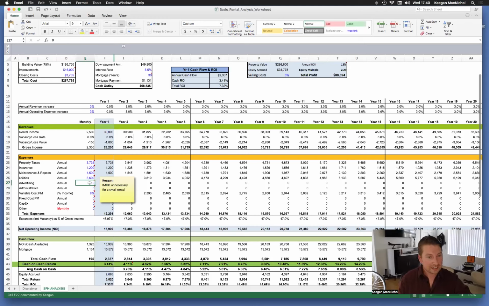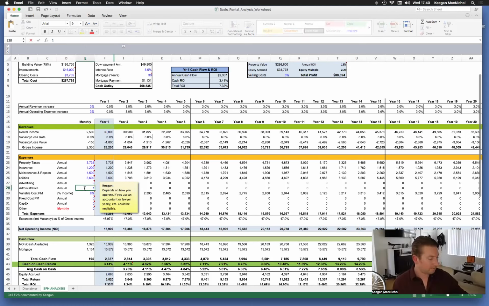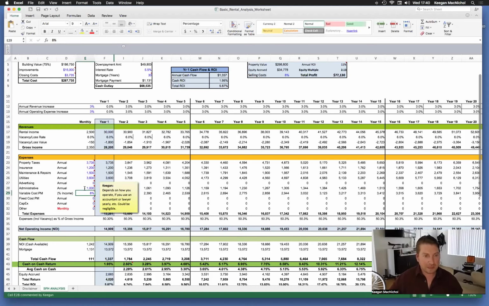Okay, advertising, not necessary for a small rental. Generally, I think you can just list for free on Zillow or Craigslist or apartments.com. Probably could just delete that whole line, but maybe you want to put something else there. Administrative costs. So this is kind of just miscellaneous items. So maybe you hire an accountant to do your taxes. Maybe you utilize a lawyer once in a while if you've got an eviction or something. Maybe, especially if you're a class C minus property, your likelihood of having an eviction once a year is higher. So, maybe $1,000.